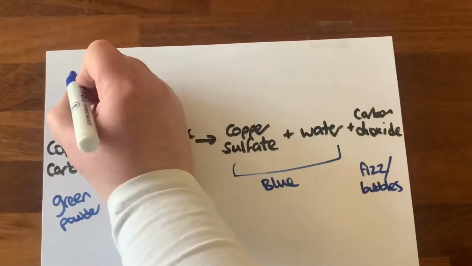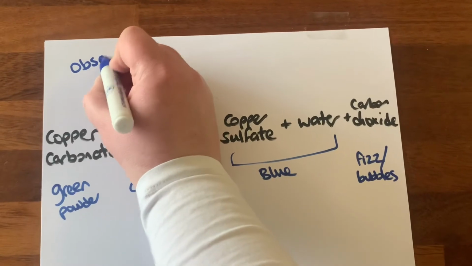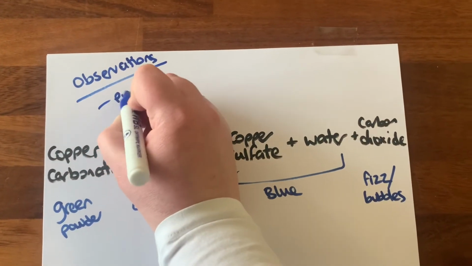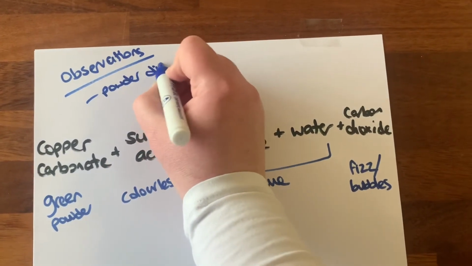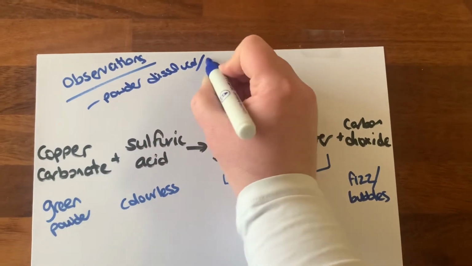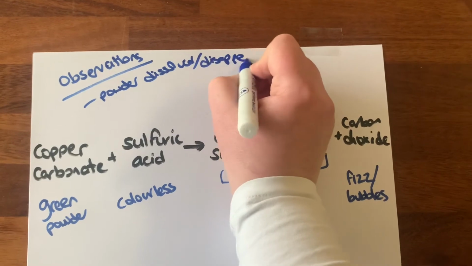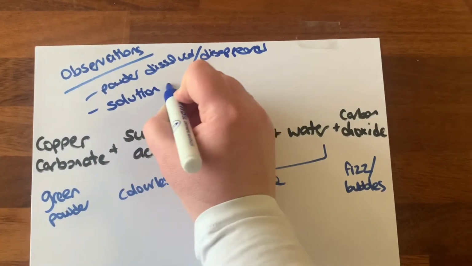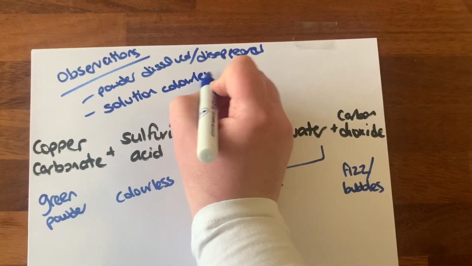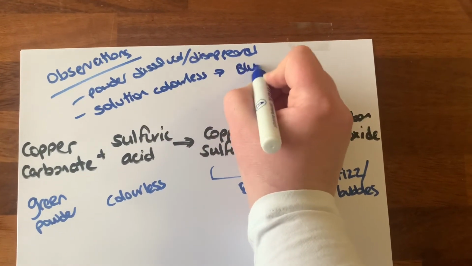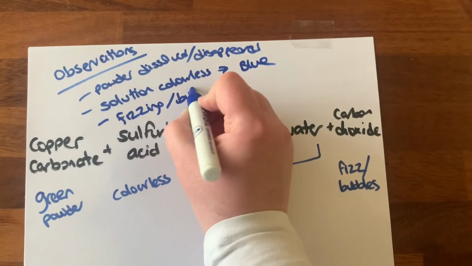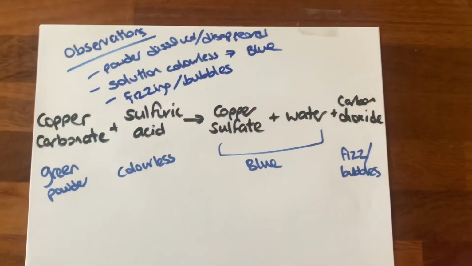So our observations that we had during this reaction, so we had the powder dissolved or disappeared. Okay, the solution went from being colourless to being blue, and we saw fizzing or bubbles. Those are three observations in this reaction.